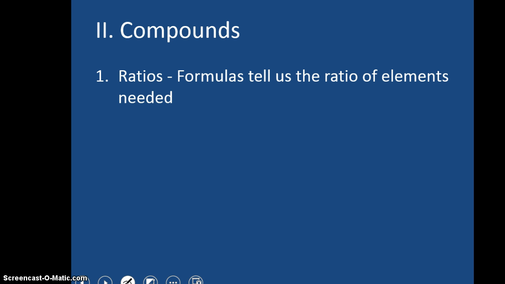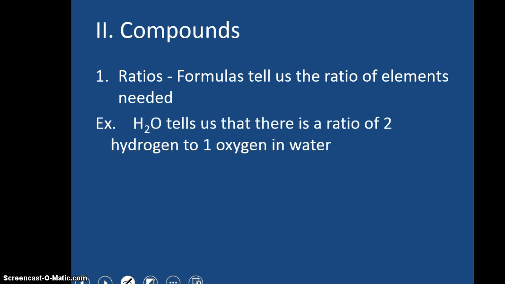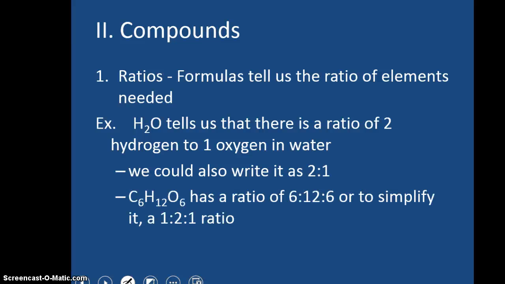Ratios. Ratios are formulas that tell us the ratio of elements needed. The H2O tells us that there's a ratio of 2 hydrogen to 1 oxygen in water. We could also write it as 2 to 1. C6H12O6 has a ratio of 6 to 12 to 6. Or you could simplify that, because 6, 12, and 6 are all divisible by 6. You could simplify that to 1 to 2 to 1.